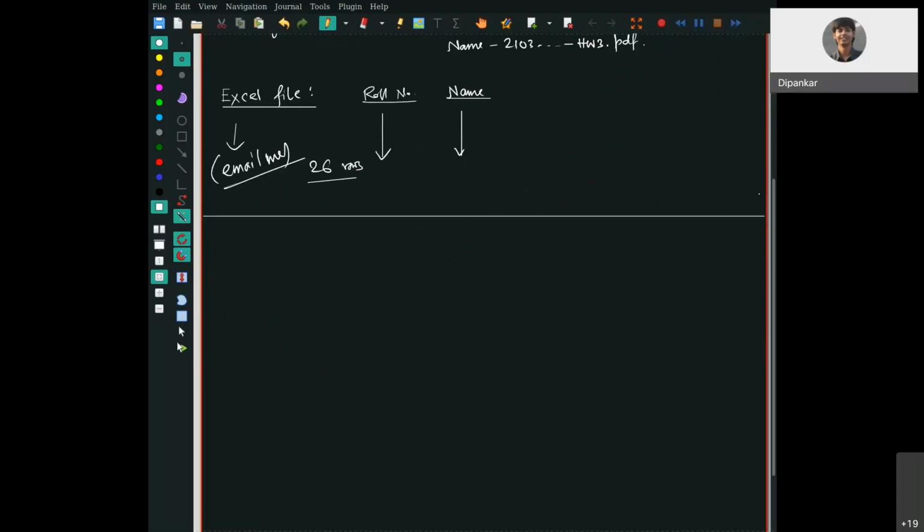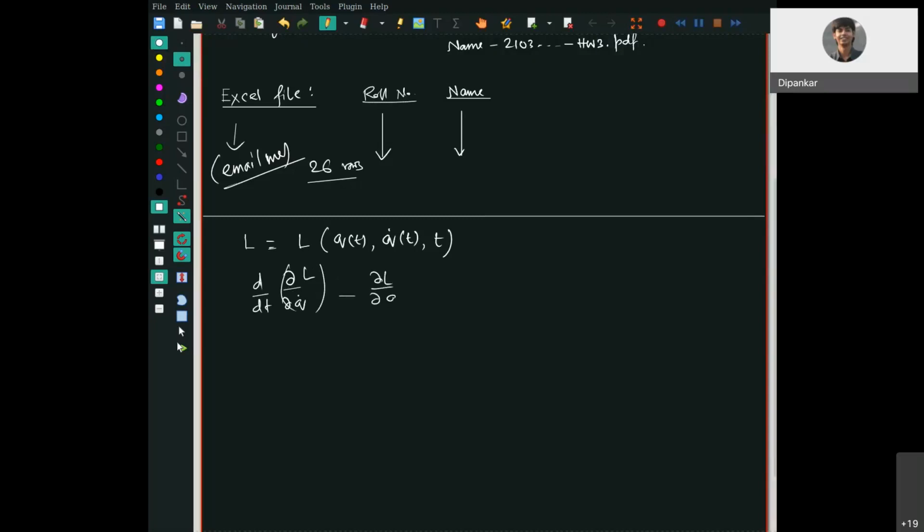So now, again, back to the Lagrangian. We have found out that if L is a function of only one q, so L is just a function of q(t), q dot (t) and t, then my Euler-Lagrange equation for this is very simple: d/dt of ∂L/∂q dot minus ∂L/∂q equals 0.